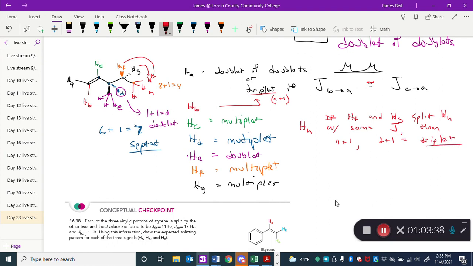But I want to also be aware I may not see a triplet because F and G are not equivalent. They may split H with significantly different coupling constants. F would split H into a doublet, and G would split H into a different doublet. So a doublet of doublets, which again looks something like this, right? One splitting at one distance, and then another splitting of that into a shorter distance, depending on which coupling constant's larger, and which coupling constant's smaller.